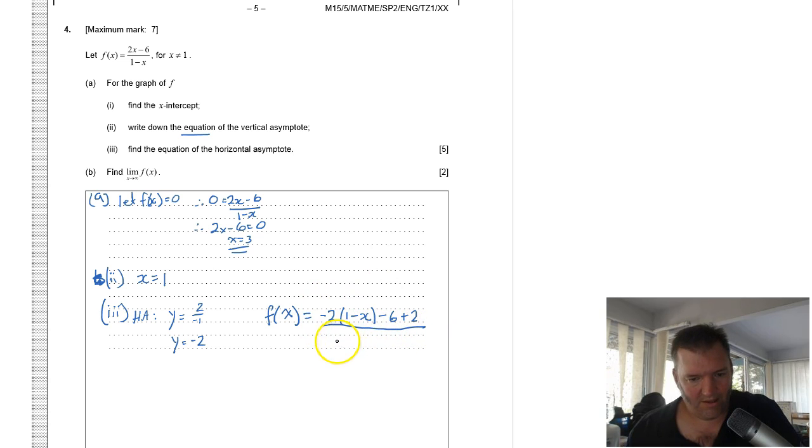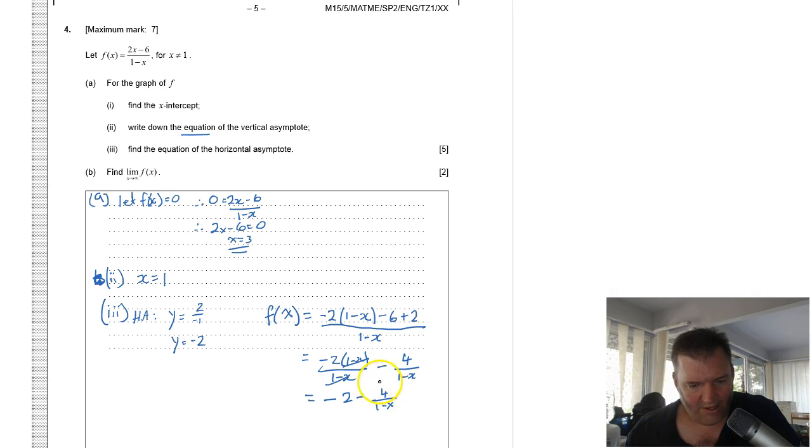What's that going to give me here? And this is over 1 − x. What does that give me then? I've got negative 2 times (1 − x), over 1 − x. So I separate out that term that can cancel. And then I've got negative 6 plus 2, which is minus 4, over 1 − x. You can see that when the 1 − x is cancelled in that first term, I've got negative 2 minus 4 over 1 − x.